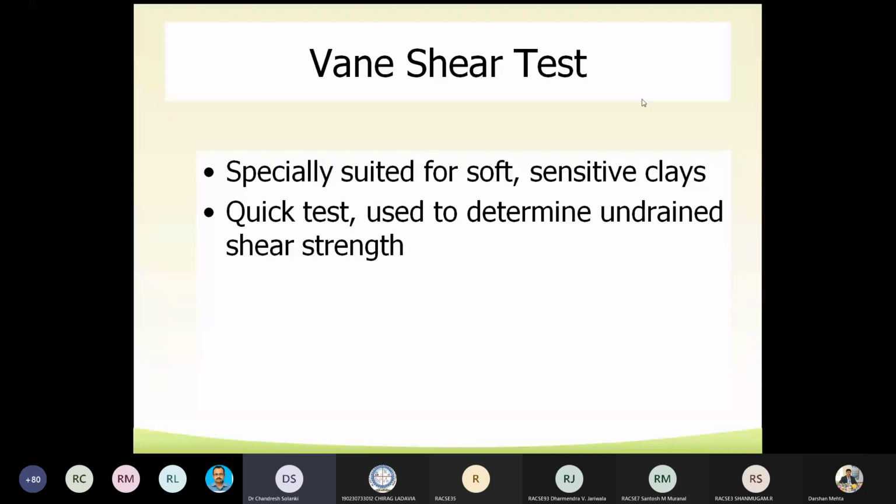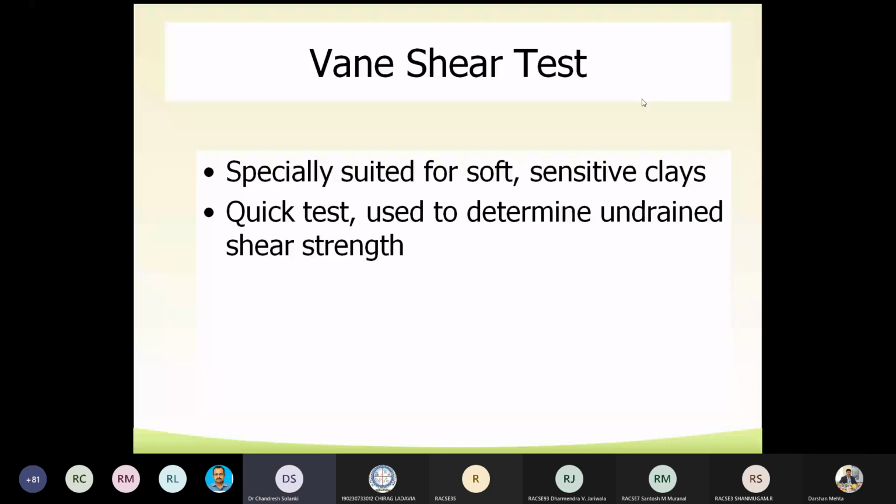What is the Van shear test and what are we doing with that? Whenever a soil shows a great difference in strength measurement between undisturbed sampling and remolded sampling, that soil is known as sensitive soil. Whenever we measure the strength of such soils in undisturbed and remolded conditions and this ratio comes out more than 4, such soil is known as sensitive soil.